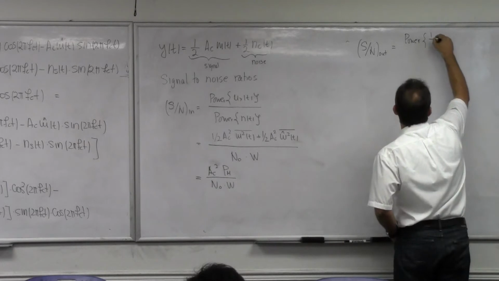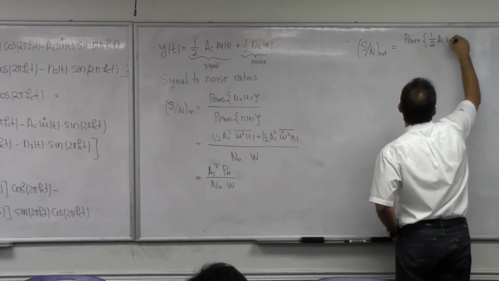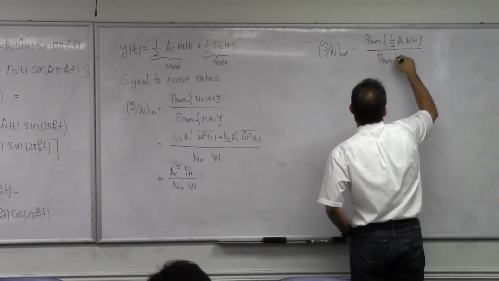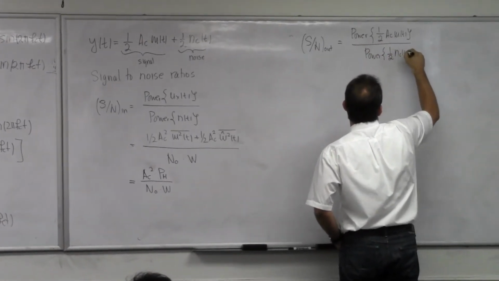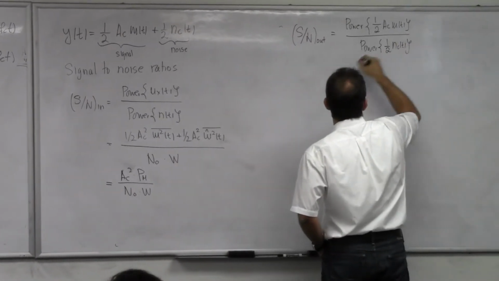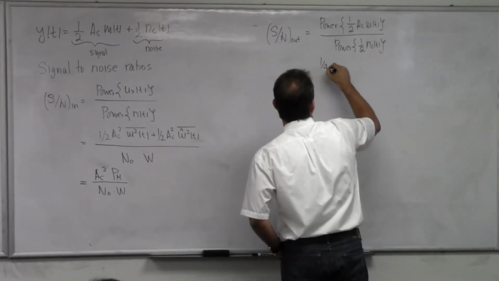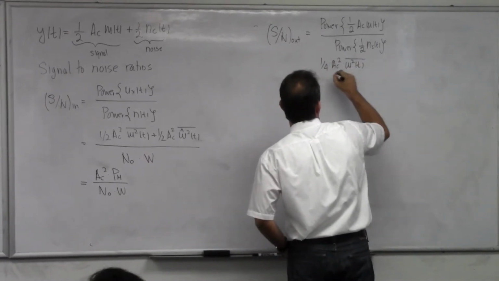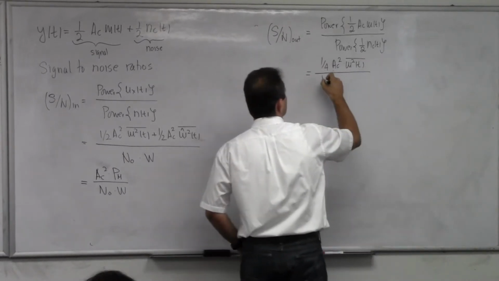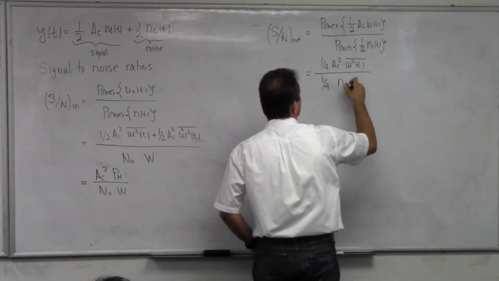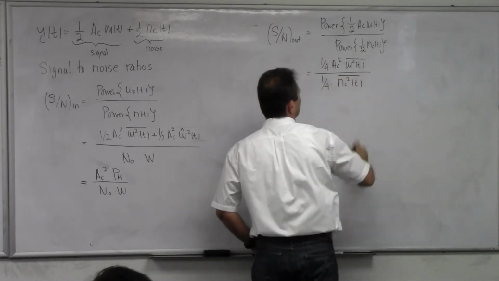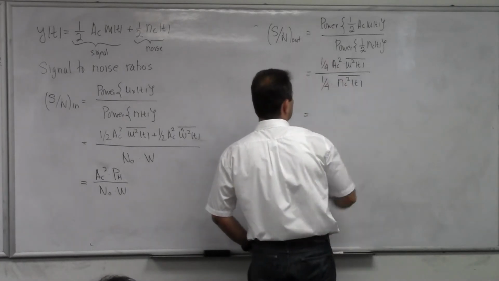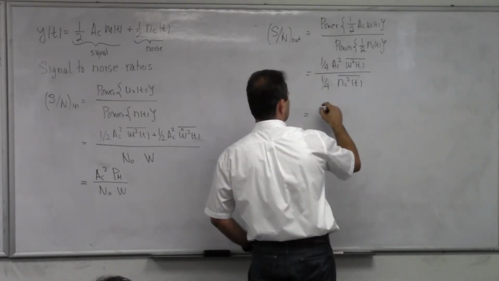So power of 1/2 AC m of t divided by power of 1/2 NC of t. Now the power of the thing upstairs is going to be 1/4 AC squared times m squared of t averaged over time. Power of what I have downstairs is going to be 1/4 times NC squared of t averaged over time. I can simplify this even further. I can cut these 1/4 because they're the same upstairs and downstairs.